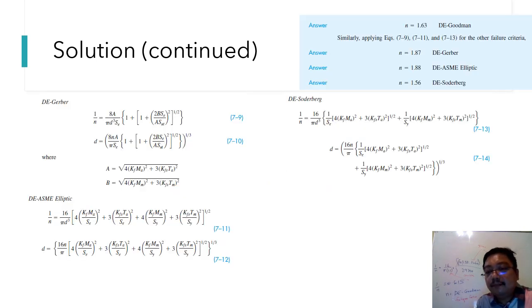Applying the same for Gerber, ASME elliptic, and Soderberg, you get quite different values, but this is what the question wants. The question wants you to calculate the fatigue factor for all of Goodman, Gerber, ASME elliptic, and Soderberg. You just put all your values in the equation, and then you get the value. That's all, and you have the answer for question A.